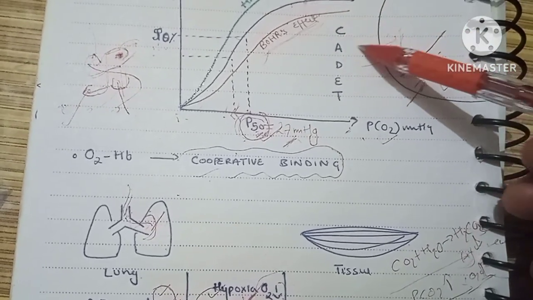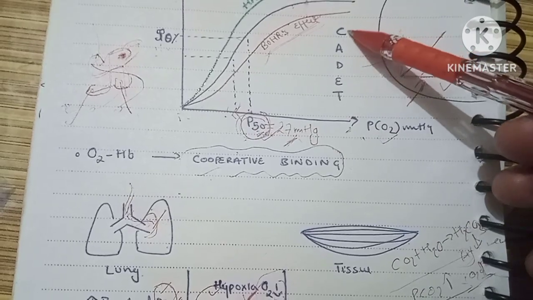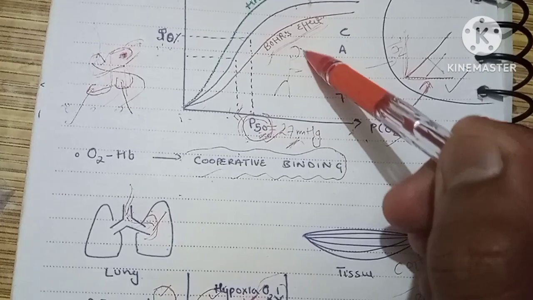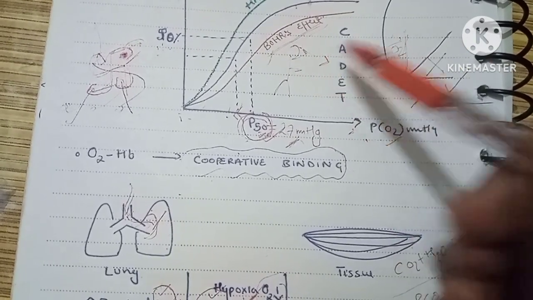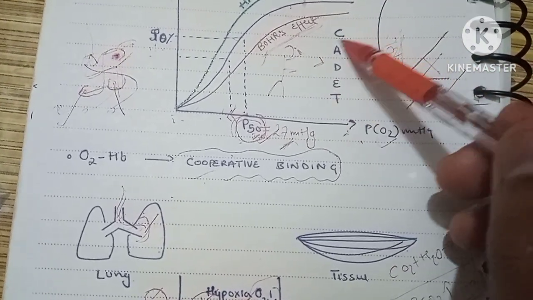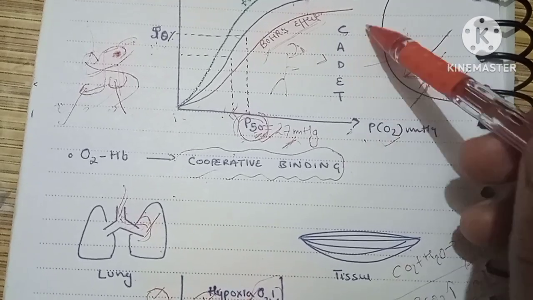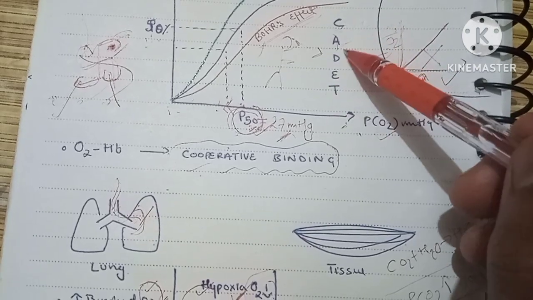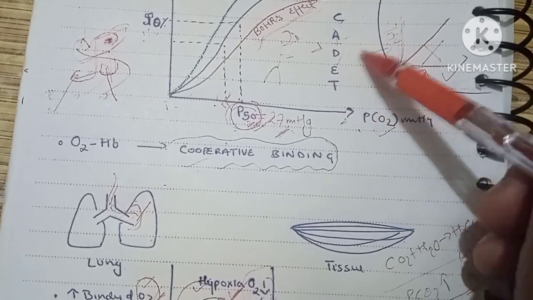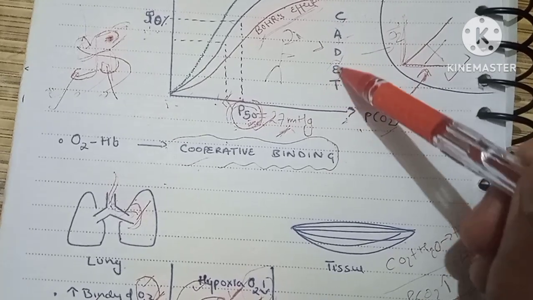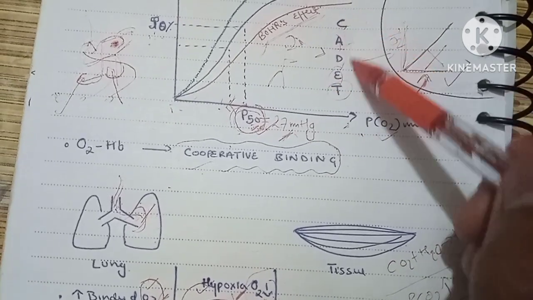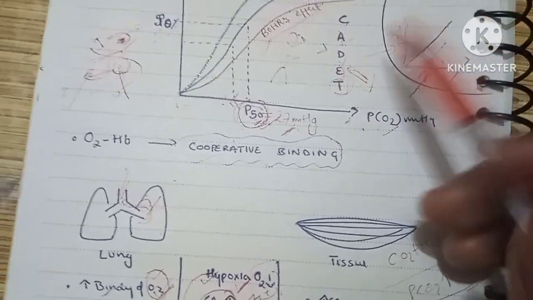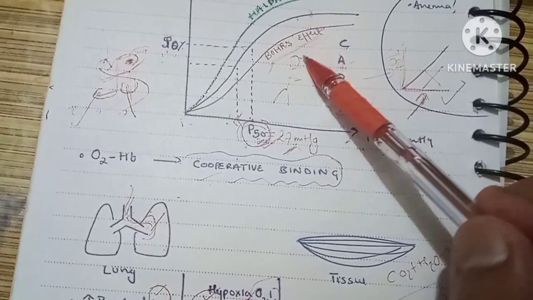CADET always faces right. Okay, this is the mnemonic. So a cadet is someone who will always face right. Okay, he will always have the eye pointed to the right. And this CADET stands for C, that is CO2, that is hypercarbia. A for acidosis, that is because of increased CO2. D is 2,3 DPG here, whose level is increased. E is exercise and T is temperature. So these factors will cause a right shift. CADET always faces right. And this is what is known as Bohr's effect.